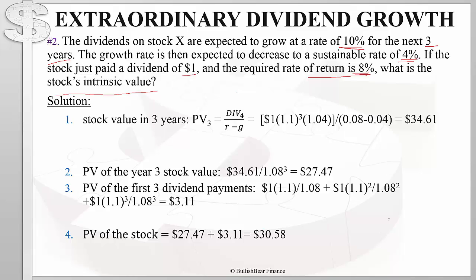To calculate the stock's intrinsic value, we need to follow 4 steps. The first step is that we calculate the stock value in 3 years. That is the present value of the stock in 3 years using the Gordon growth discount model, which requires us to use the dividend payment of the next period, that is the dividend payment for year 4. It might be a good idea to draw a timeline.